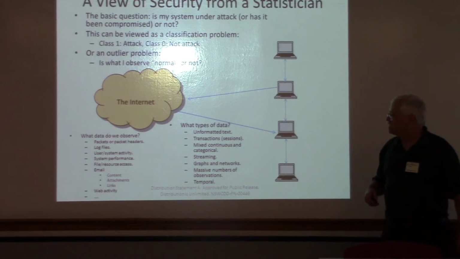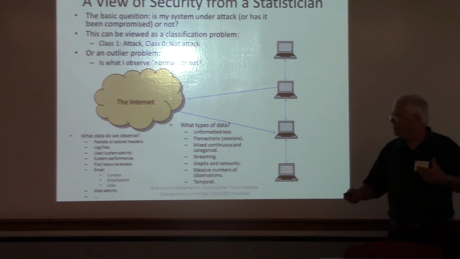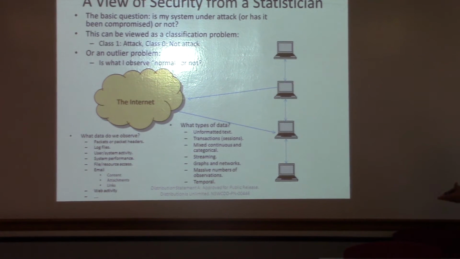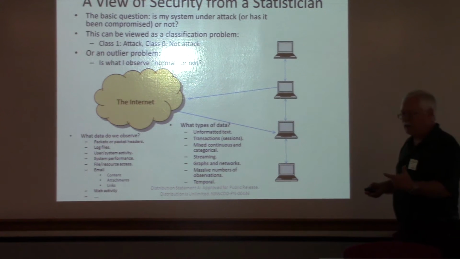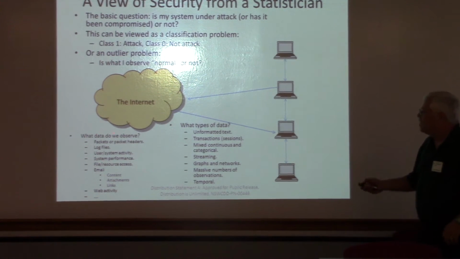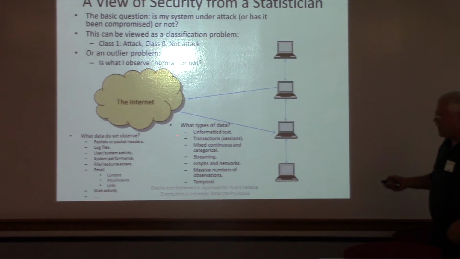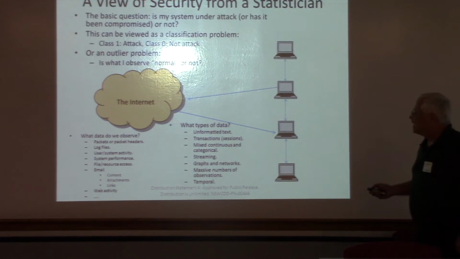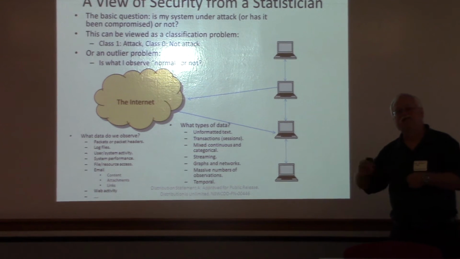File and resource access. You might look at email, the content, attachments, whether there are links or not, whether the links go to the place that the email says they go to. You might look at web activity. And when you look at all of this, what do you get? You get a lot of unformatted text. You get a lot of transactions or sessions or communications information.